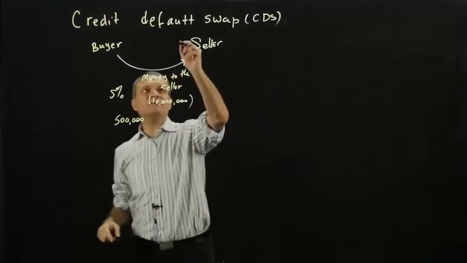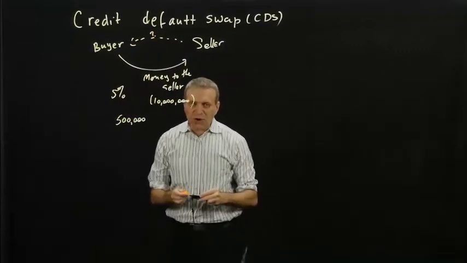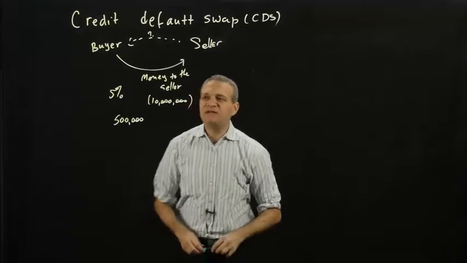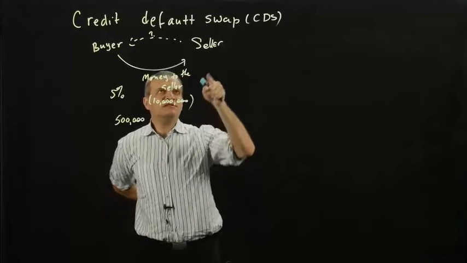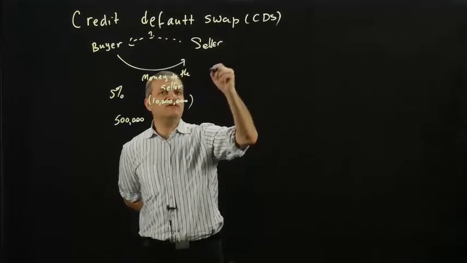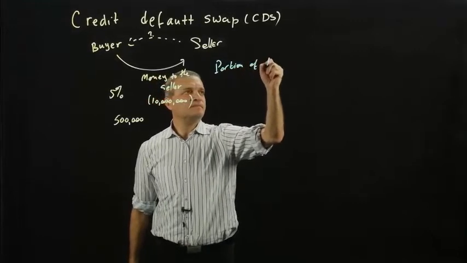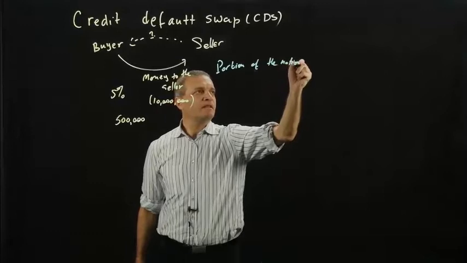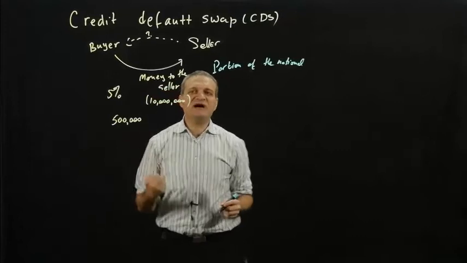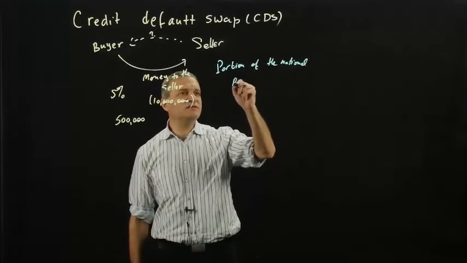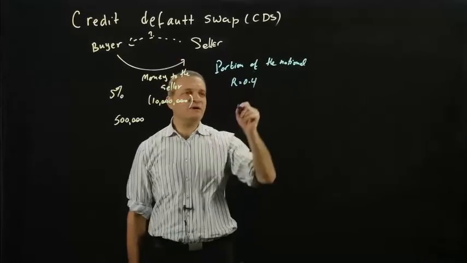What does the seller owe the buyer? Well, that's a big question. So the seller owes the buyer as follows. If the company defaults, what the seller is going to give the buyer is a portion of the notional. The portion that he is going to give him depends on something called a recovery rate. So for example, if the recovery rate is 40%, 0.4, the seller is going to give the buyer $6 million.